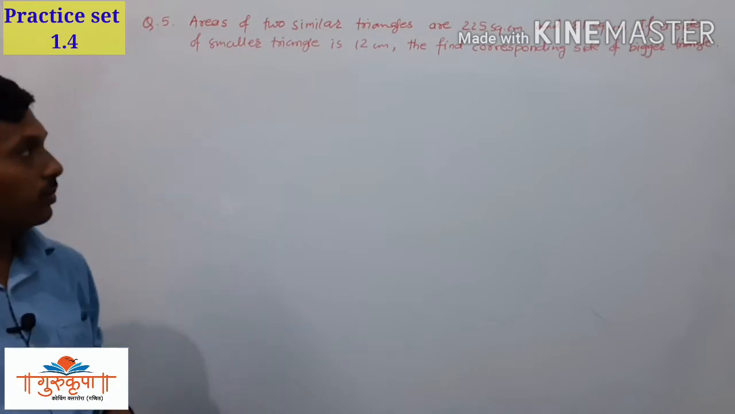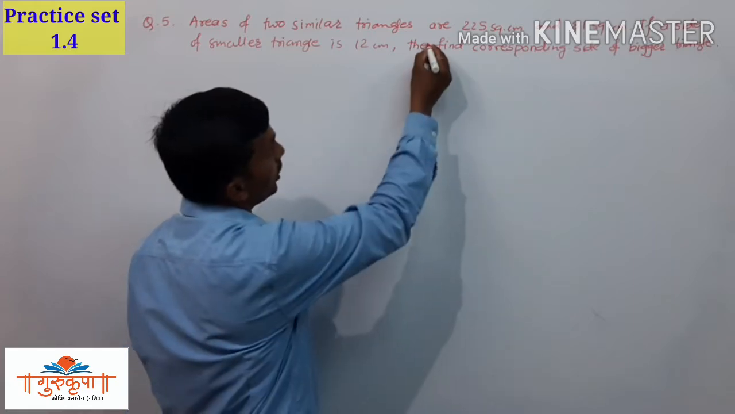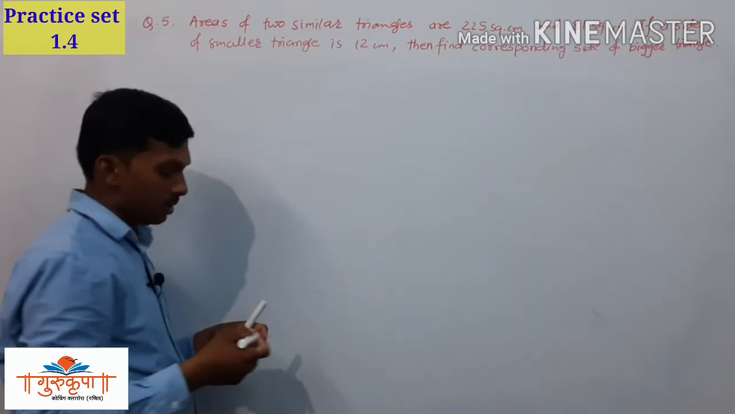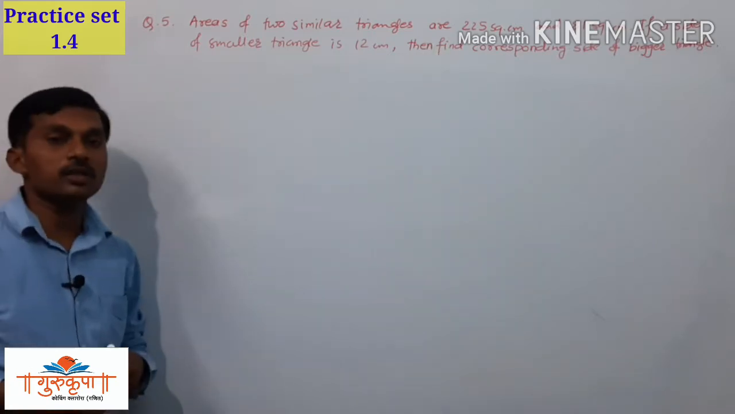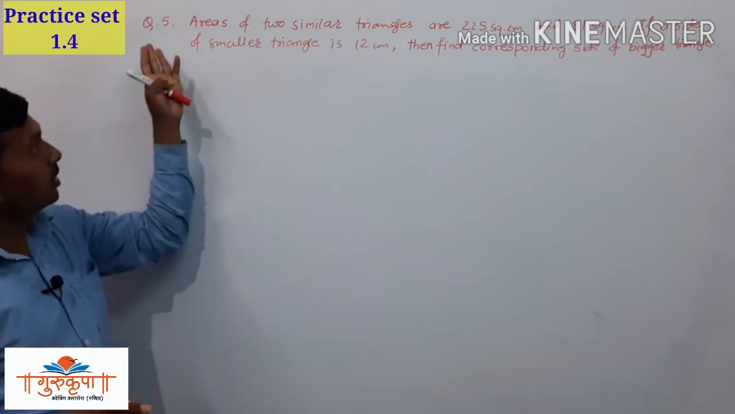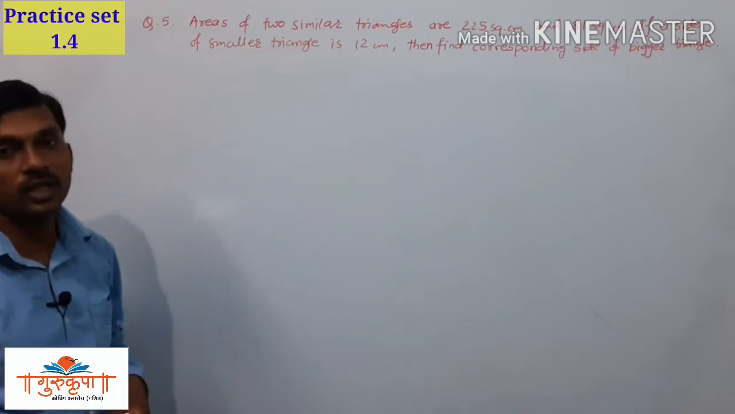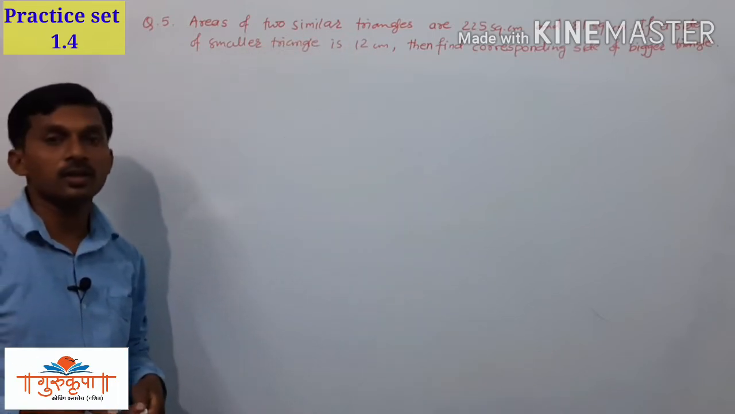That is the question which we have been given, question number 5. Here we have to find the corresponding side of the bigger triangle. As per the given information, two similar triangles are given. Both the triangles are similar to each other.